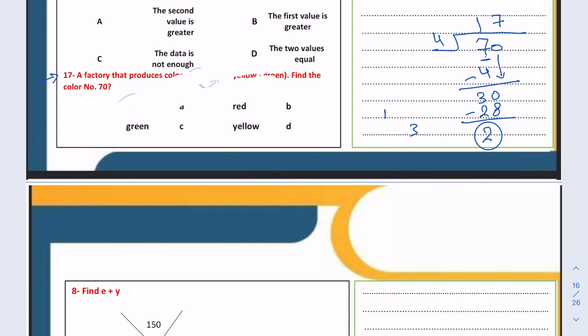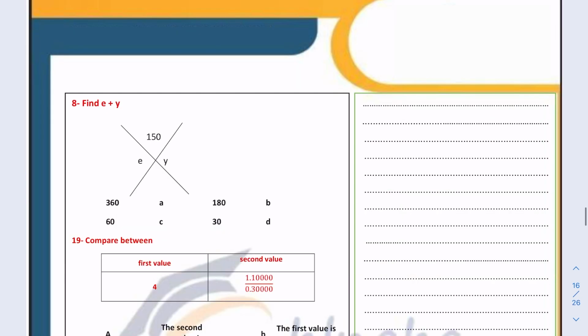Let's take the next question, question number 18. Find E plus Y. A few minutes ago, we said the above equals the bottom, so here 150. 150 plus 150 will be 300. Out of 360, I will subtract it, it will be 60. So here will be 30 and here will be 30. E plus Y will be 60.